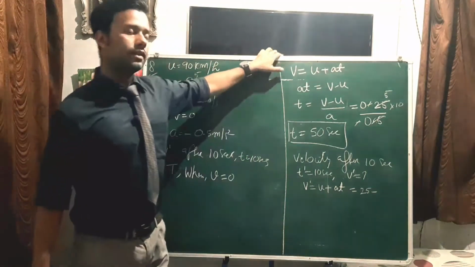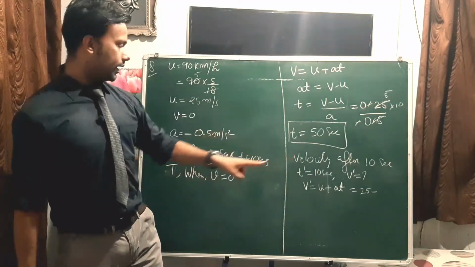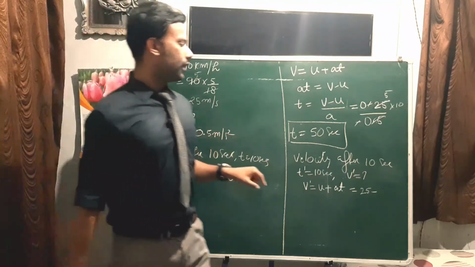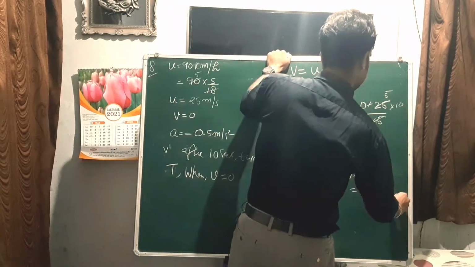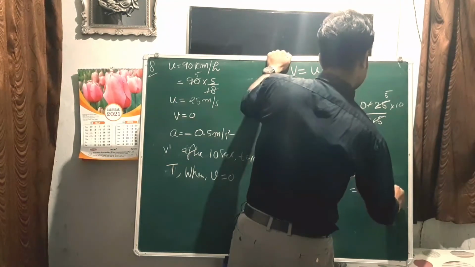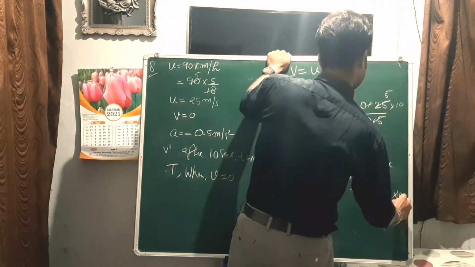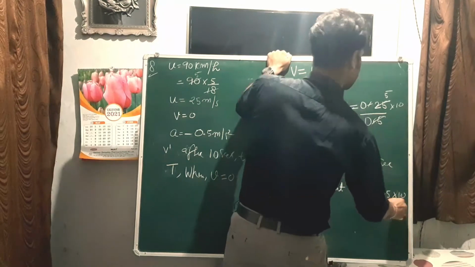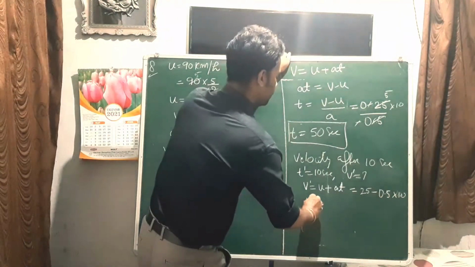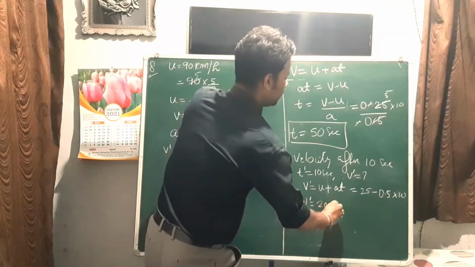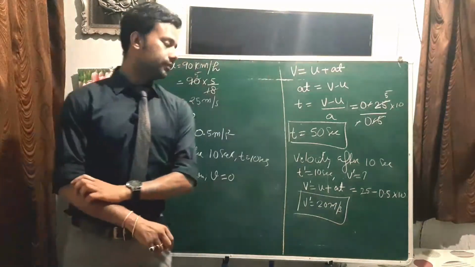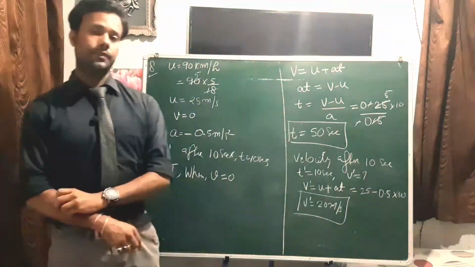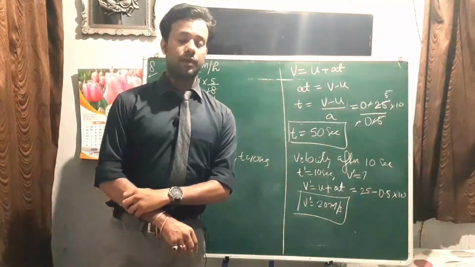Now a is minus, so that's why I put the minus sign there, minus 0.5, and into time is 10 seconds, I think. This will become 5. So v dash will be 20 meter per second. So this is the answer of the question number 8. So let's solve the next numerical.